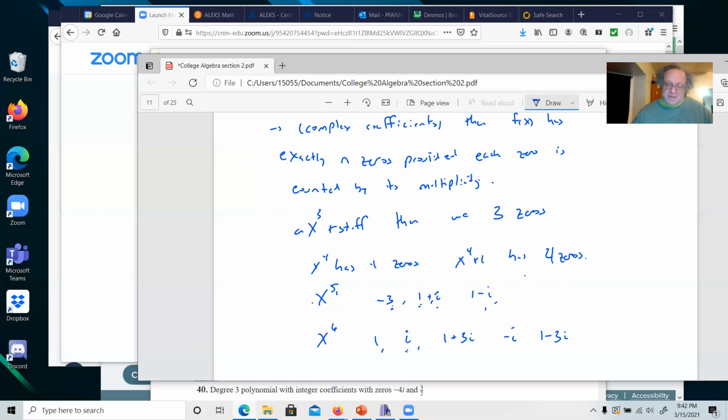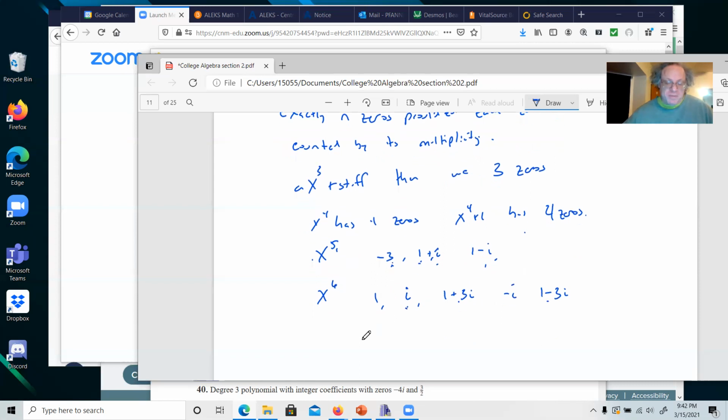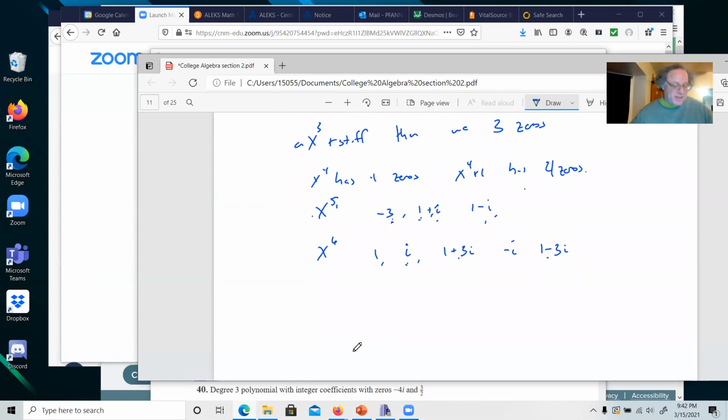We know how many zeros to look for, and we know some of them come twice. So there. We're also going to be building polynomials with specific conditions.